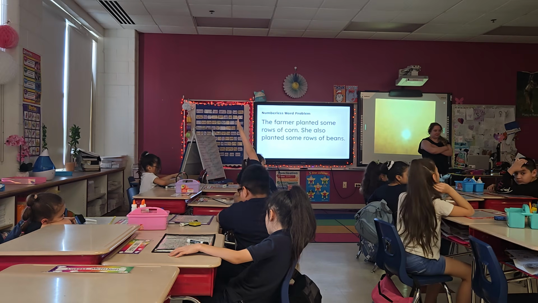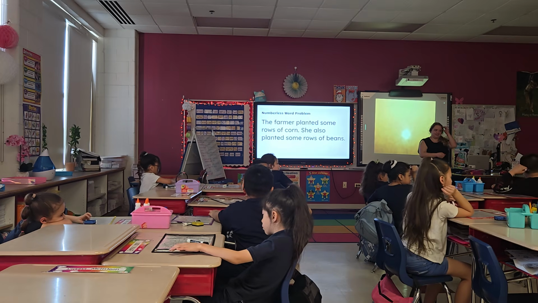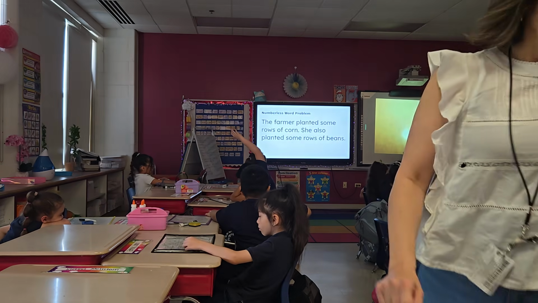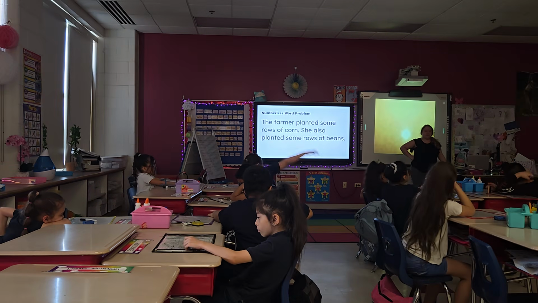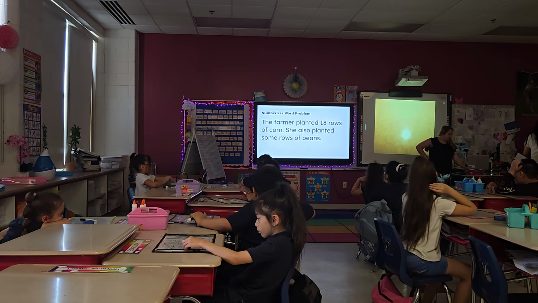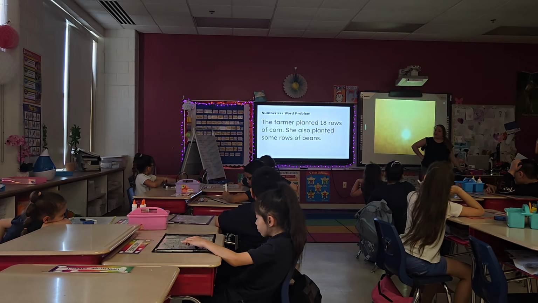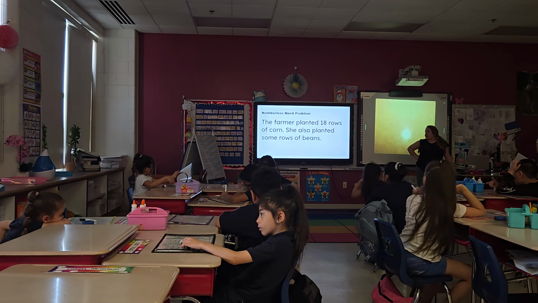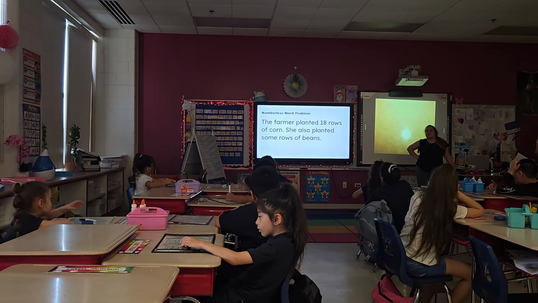Victoria? I think we have 10? All right, Mateo? 30? Camila? 15, let's see. Some of you were close. The farmer planted 18 rows of corn. All right, she also planted some rows of beans.